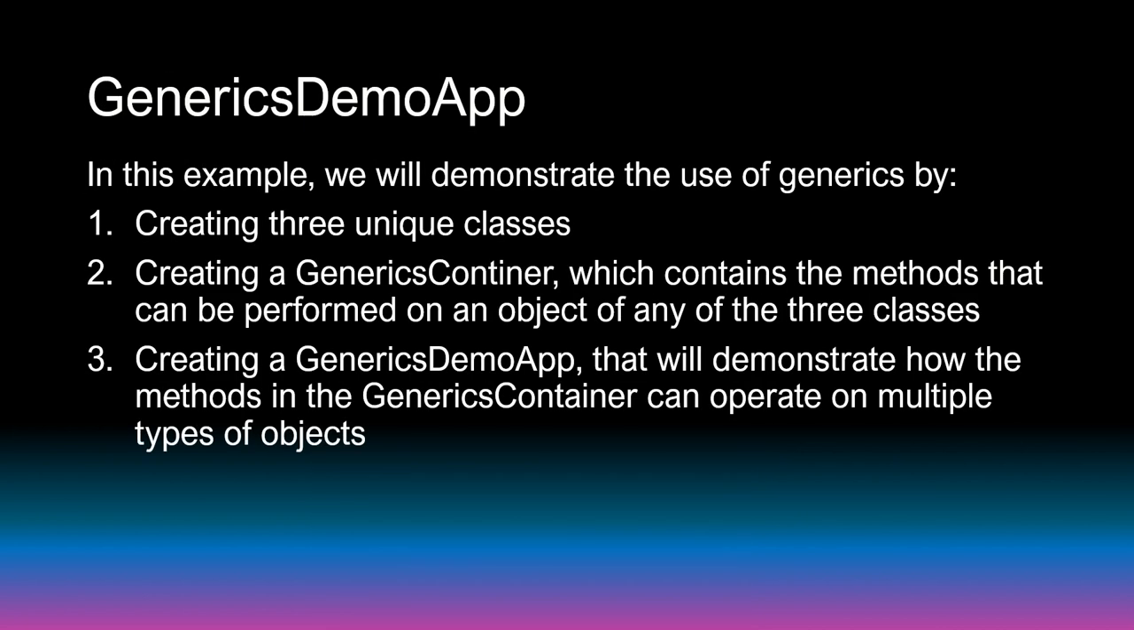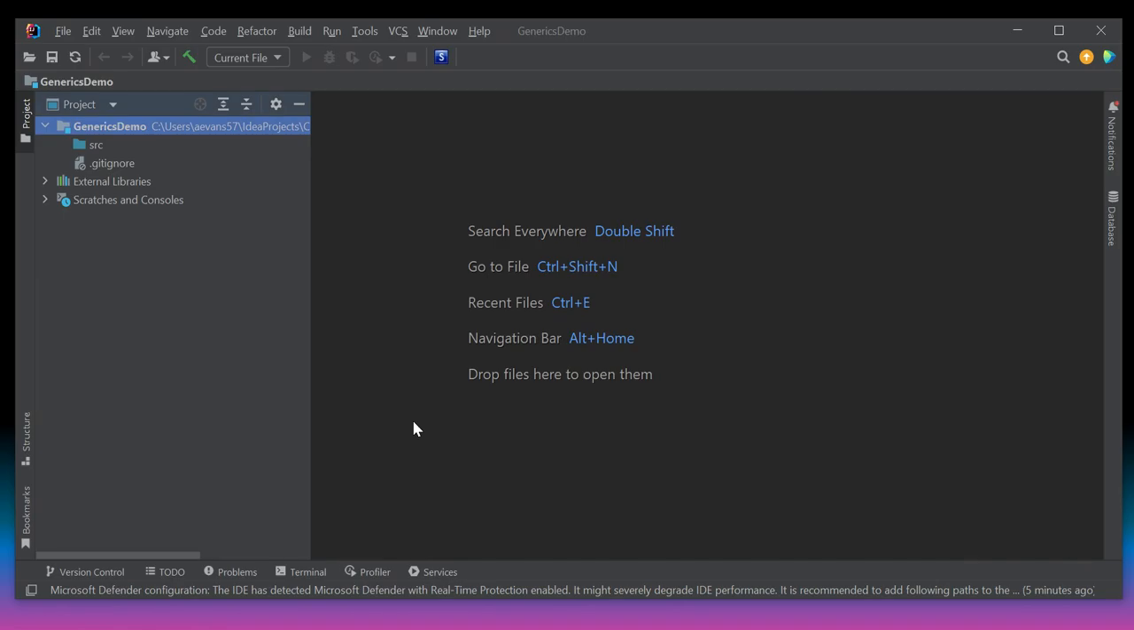So I'm going to jump right into the example today. In this example, we'll demonstrate the use of generics by basically walking through these three steps. We're going to start by creating three unique classes. Each one has its own set of attributes. And then we're going to create a generics container. And it contains the methods that can be performed on an object of any of the three classes. Excuse my typo on the word container here. And then we're going to create a generics demo app that will demonstrate how the methods can operate on multiple types of objects. So I'm going to go ahead and jump right into IntelliJ and we're going to get started.